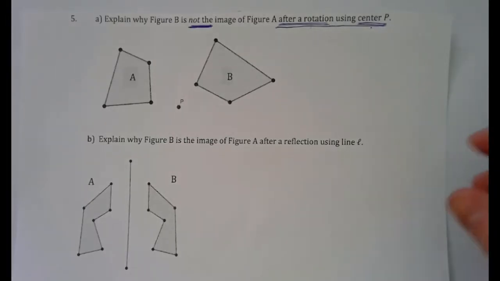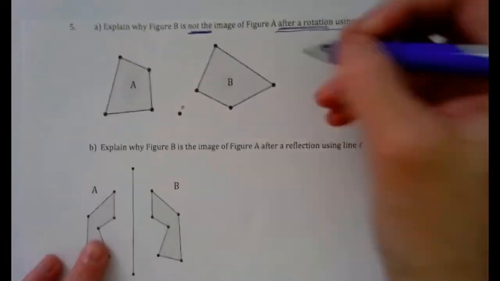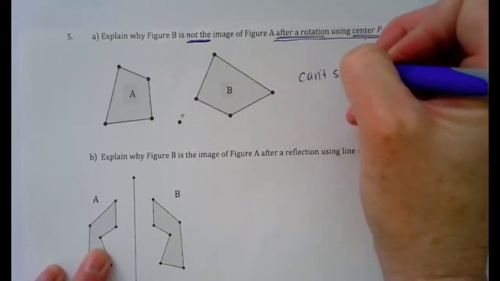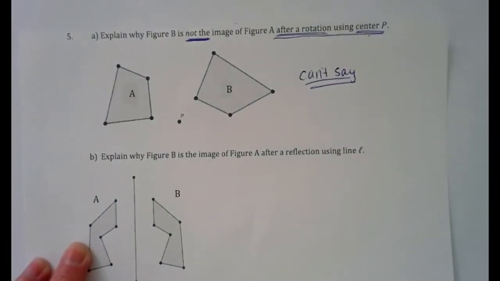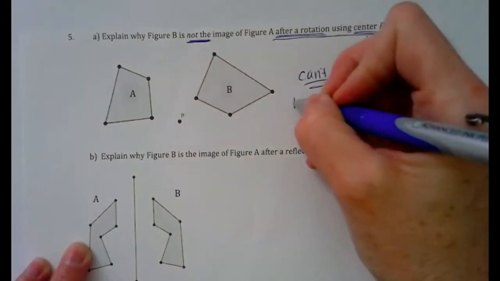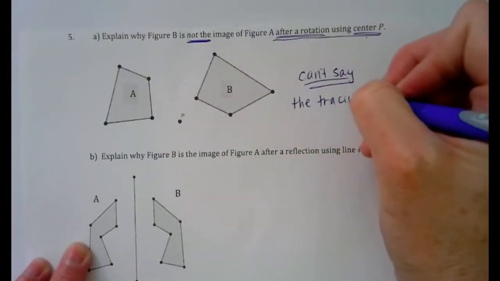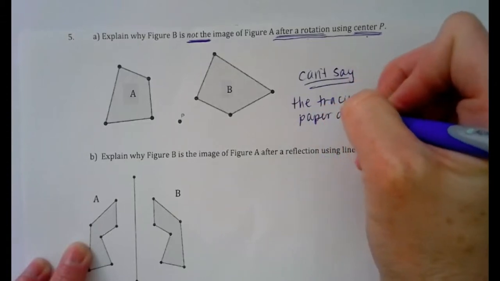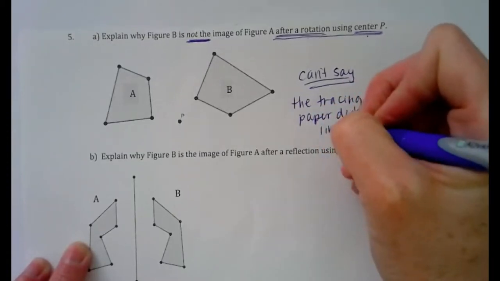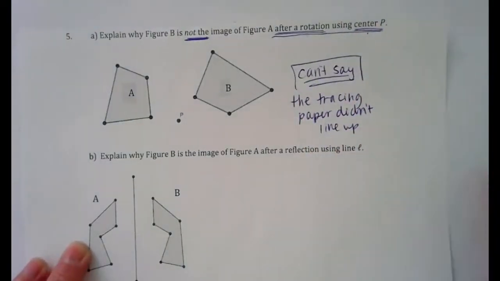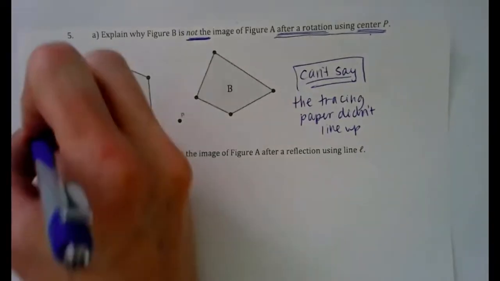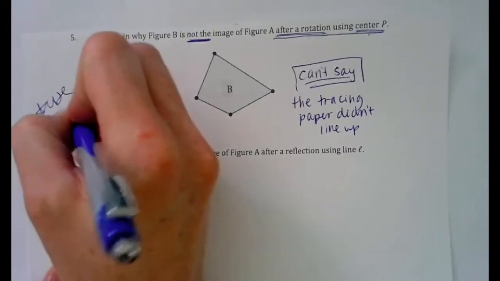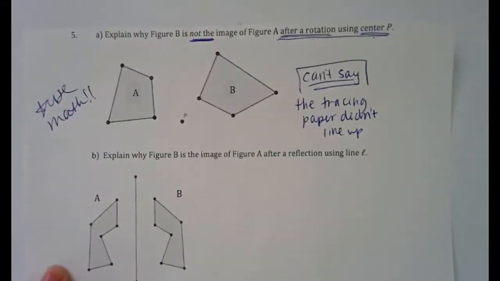One thing you cannot say is anything about I traced it and it didn't work. You can't blame the tracing paper for this not being a rotation. You have to give a mathematical answer. Use math in your explanation.